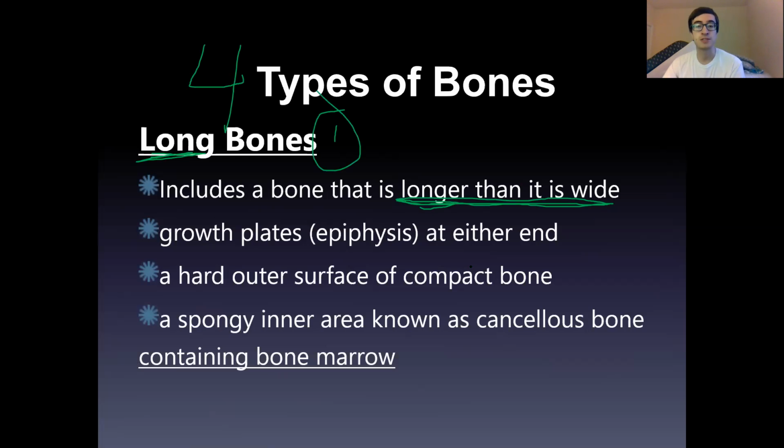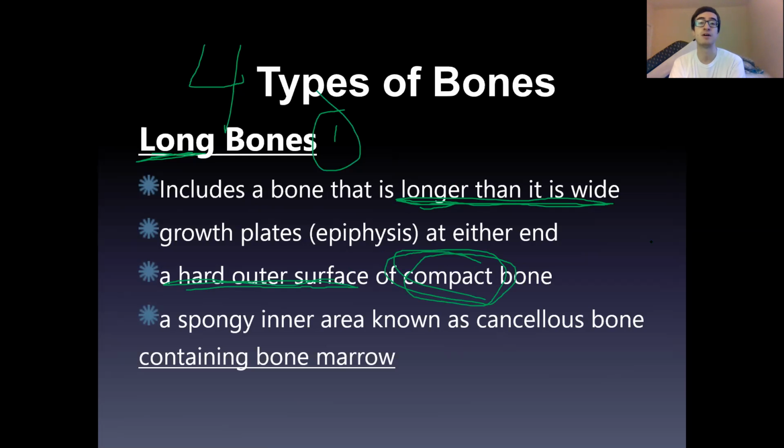They have growth plates at either end that allow them to grow longer over the course of your life. Obviously, you don't stay the same size from 1-year-old to 18-year-old. The reason that you grow is because your bones are growing. Long bones have a hard outer surface of something called compact bone. So compact bone is kind of like the armor of the bone. This is what gives it its toughness and its strength.